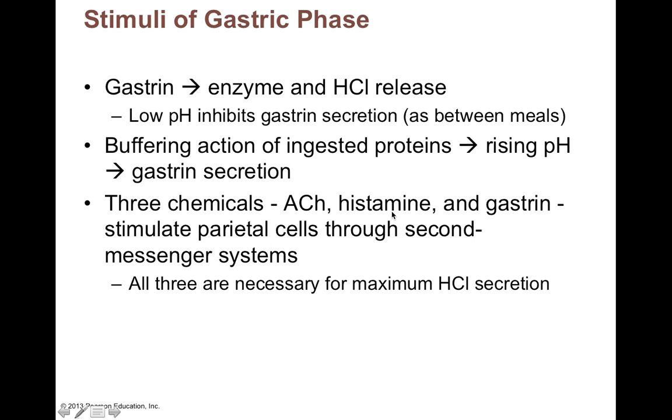Now this is important to note because if you're taking things like antihistamines, or drugs that affect the acetylcholinergic system, you might also get problems with digestion, right? So you might get some undigested material sitting in your stomach longer, if that makes sense. So all three of these are necessary for maximum hydrochloric acid secretion.